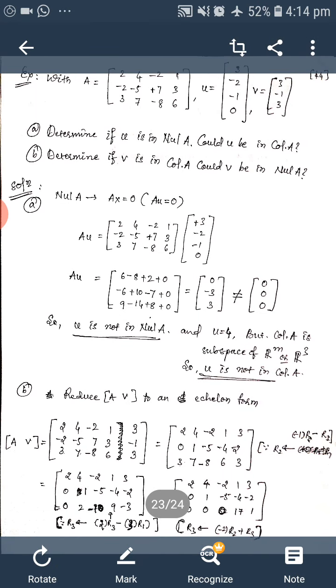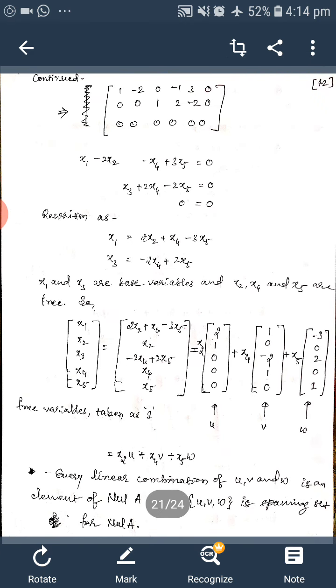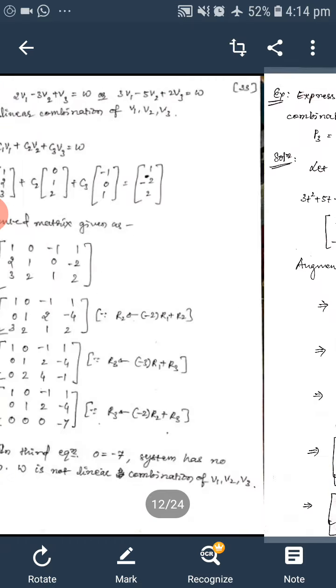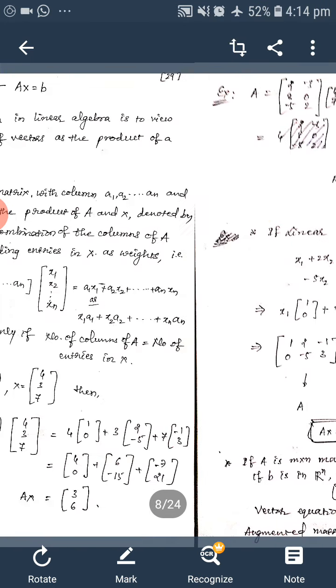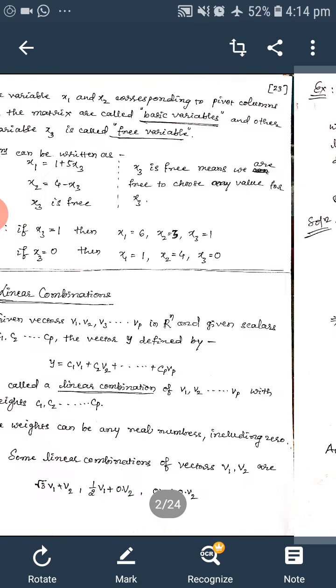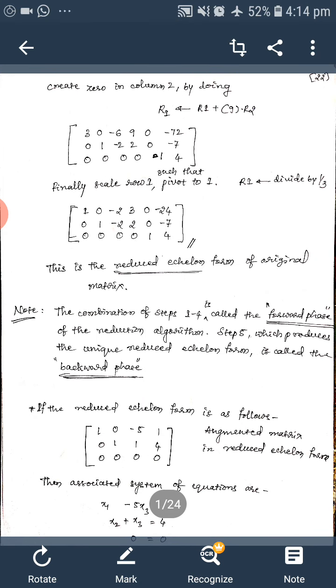So here we have seen the problems with null space and column space, and we have seen the linear combinations, the different problems. This is how the problems on linear combinations, null space and the column space are solved by using the row reduction algorithms.